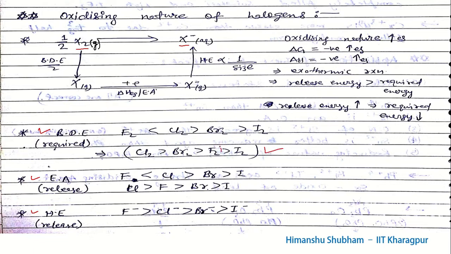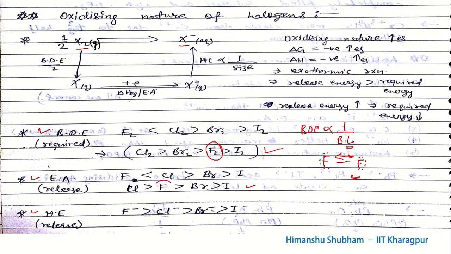Now you must wonder why F2, being smaller in size, has a smaller bond length, and despite this fact it has a lower bond dissociation energy. We have learned that bond dissociation energy is inversely proportional to bond length. But in the case of fluorine, despite having a lesser bond length, it has lone pairs of electrons, and since the bond length is less, the electronic repulsion increases significantly, and therefore the bond dissociation energy decreases. Next we have electron affinity, and for this we have the order as shown here.